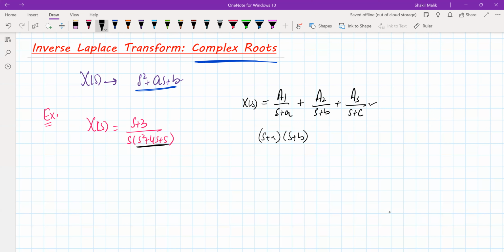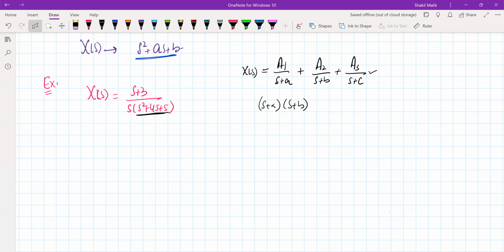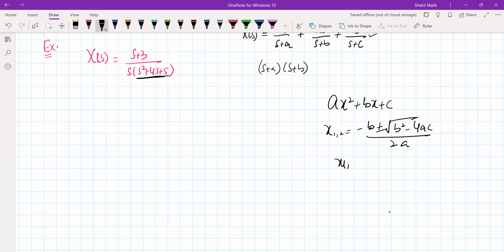Okay, so to do that, we'll find the roots of this quadratic term. So how do we find the roots of this quadratic term? If it is ax square plus bx plus c, we write x1, 2, means the two roots, will be simply minus b plus minus square root of b square minus 4ac, divided by 2a. And if the value of x1 is alpha and x2 is beta, then we can write ax square plus bx plus c as a times (x minus alpha) into (x minus beta), right? We already learned this from the basic math classes.